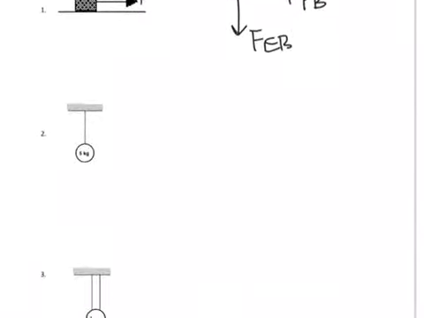Number 2, you have a 5 kilogram object just hanging from a string, so it appears to be motionless, so we have Earth pulling down on this ball, and the string is pulling up with the exact same amount of force.